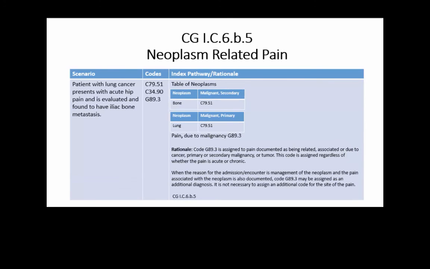In this example, the patient with lung cancer presents with acute hip pain, evaluated and found to have iliac bone metastasis. So the pain is being evaluated, but really it's the cancer that's driving the admission. So the secondary malignant bone cancer would be your principal diagnosis, followed by the primary malignancy code, and then the pain due to malignancy. And if you remember from a previous guideline, it doesn't matter if it's acute or chronic if it's pain related to malignancy. You just state the G89.3 code.